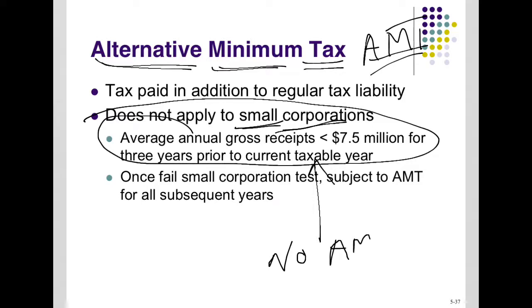And the other thing you need to know is that once you no longer meet the test of a small corporation, once you fail, you're subject to AMT for all subsequent years, even if your income drops below the $7.5 million. So these are the things, as far as alternative tax, this slide is the slide to know that there is such a thing and what the small corporation exception is and the rule.